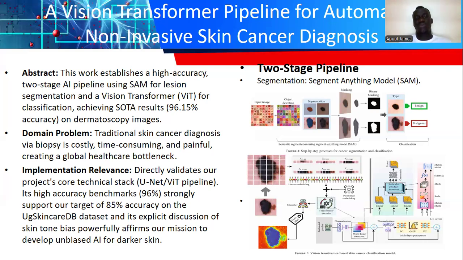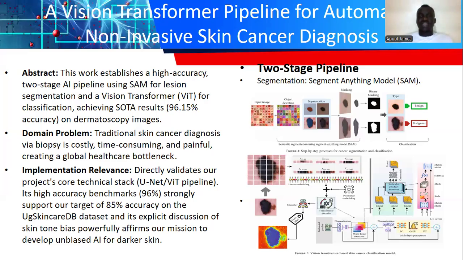How is this paper relevant? When we talk of direct relevance, it directly validates our project's core technical stack, that is using the UNet and ViT pipeline. Its benchmark of 96% strongly supports our target of 85% accuracy on the Uganda skin care database dataset. And it is explicit about skin tone bias, which fully affirms our mission to develop unbiased AI for darker skins.